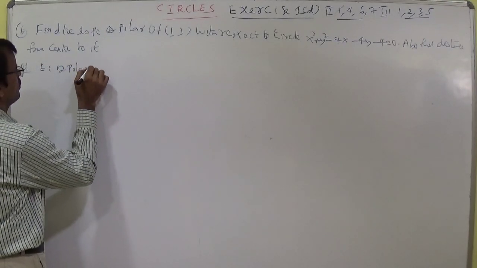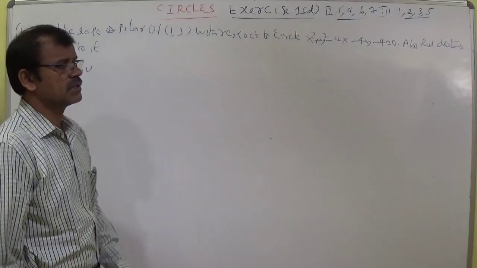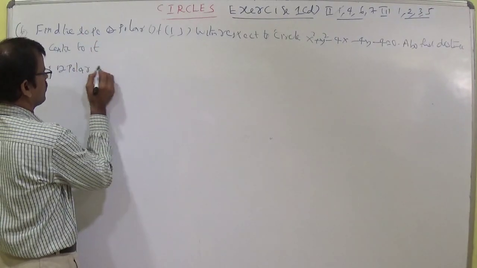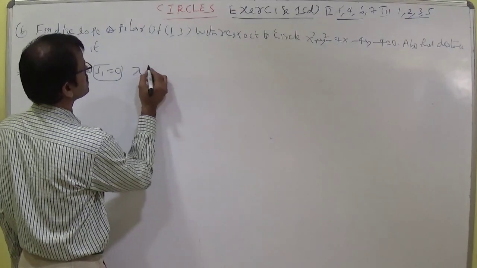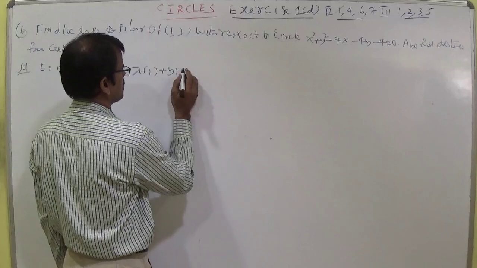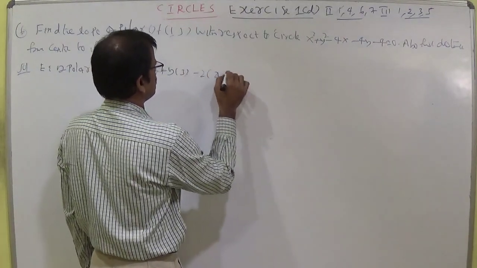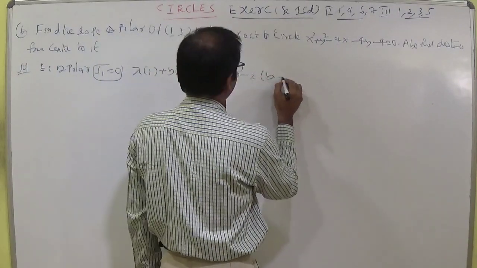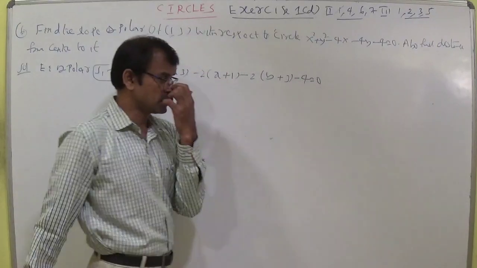Equation of the polar. Whenever you calculate the equation of the polar, you will get the slope as minus a by b form. The equation of the polar formula is S1 equal to 0. The notation is xx1 plus yy1 plus g into x plus x1 plus f into y plus y1 plus c equal to 0. Here g means minus 2.